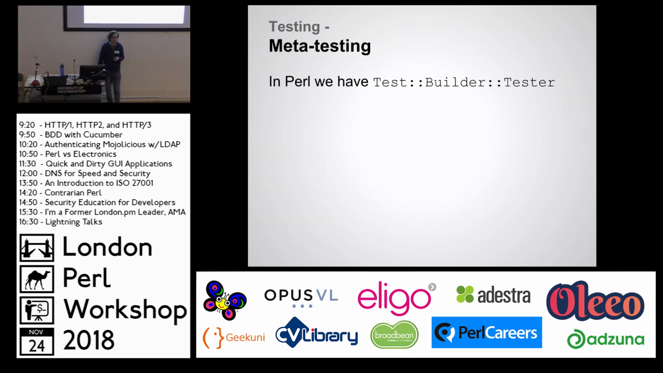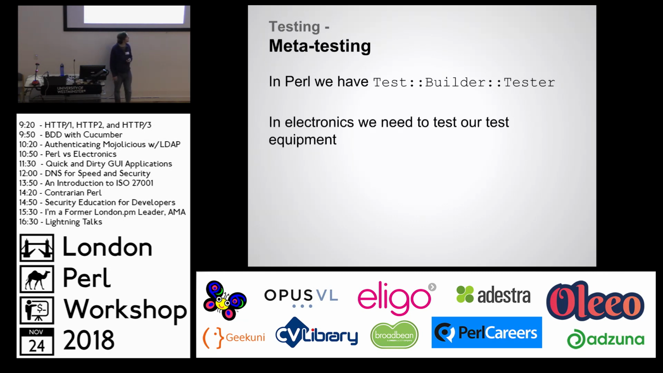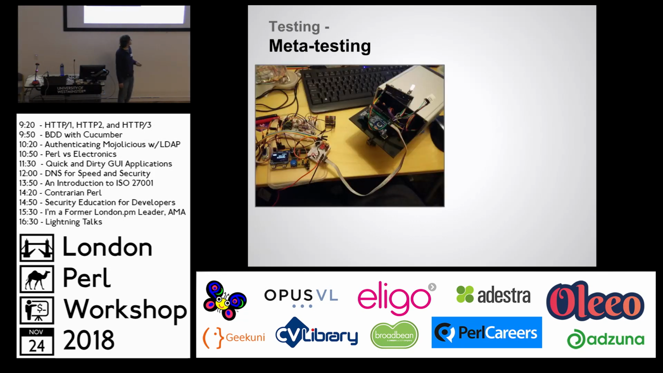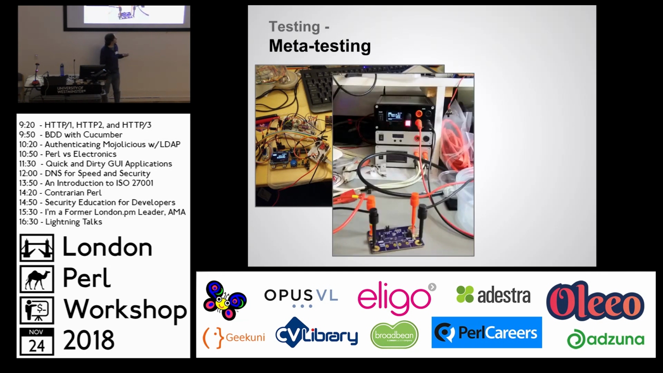But how do we know our testing systems work? Well, in Perl, for example, we have Test::Builder::Tester, which is useful for testing test scripts. In electronics, all of our test equipment is itself just devices that need testing, right? So we better test those. So here, for example, is, well, it's actually more development, but this was me developing and testing this device that I made. It's called an electronic load. The electronic load I use for testing these things.